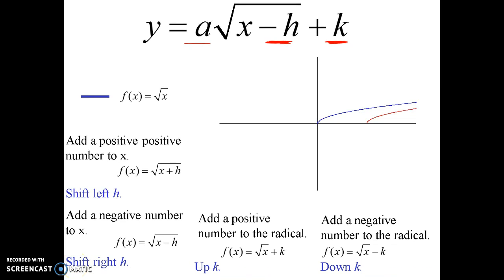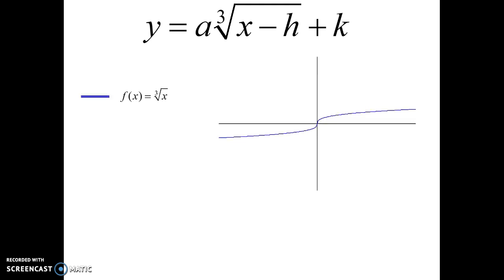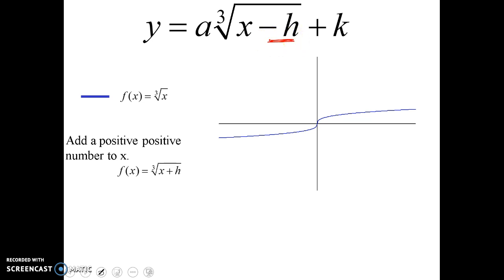So let's see what happens here when we do the same thing with our cube root function. Remember, our cube root function, the general equation looks like this. Remember, we have a point at 0, 0, 1, 1. We can go 8, 2, or -8, -2. But when we add a number to the h value here, just like with the square root function, it's going to move it that many units to the left.